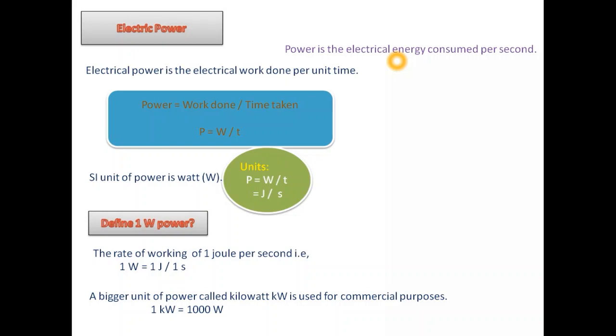So whenever an electrical appliance consumes 1 joule of electrical energy in 1 second, that means we have a power of 1 watt. So we have given two definitions for power. We can combine both these definitions: the rate at which work is done or the rate at which electrical energy is consumed is called electric power. Now let's look at the different formulas for calculating power.